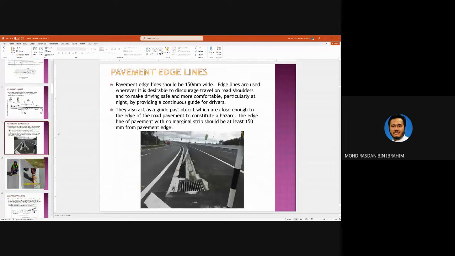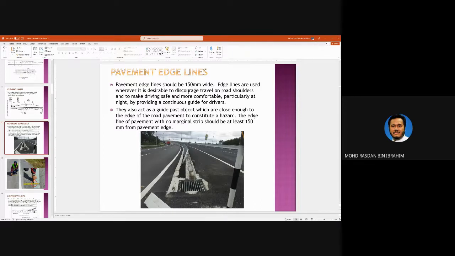Okay, so pavement edge line should be 150 millimeters wide. We normally take this for granted, and sometimes contractors will try to paint a narrower line. Just imagine, between 150 and 100 mm, you save about 2 inch. If you didn't check, they save a lot of material painting the road lines just by reducing the size from 150 to 100 mm.